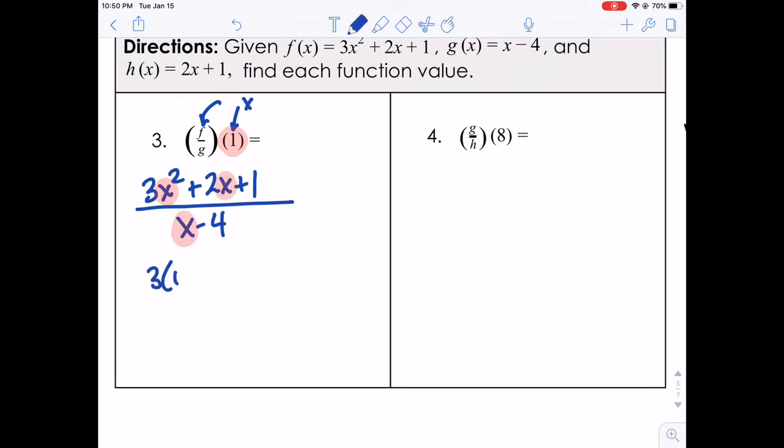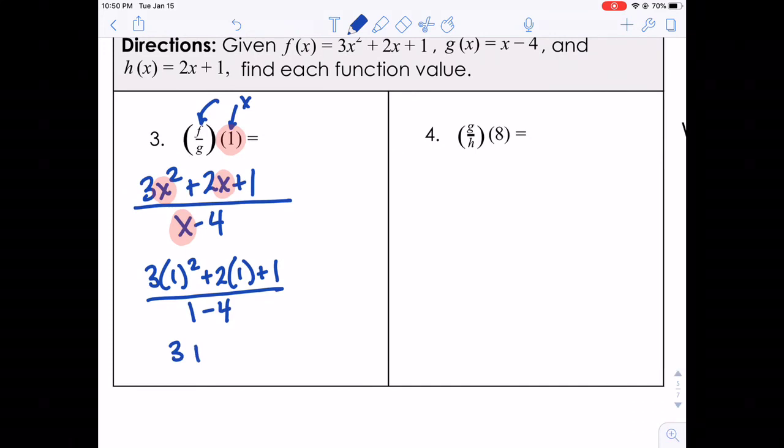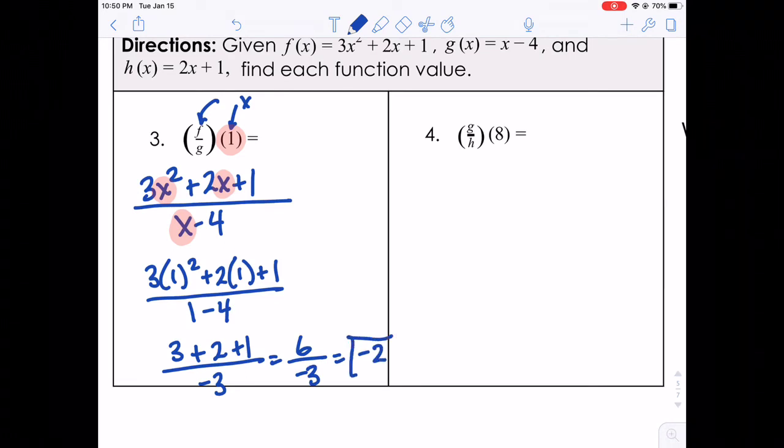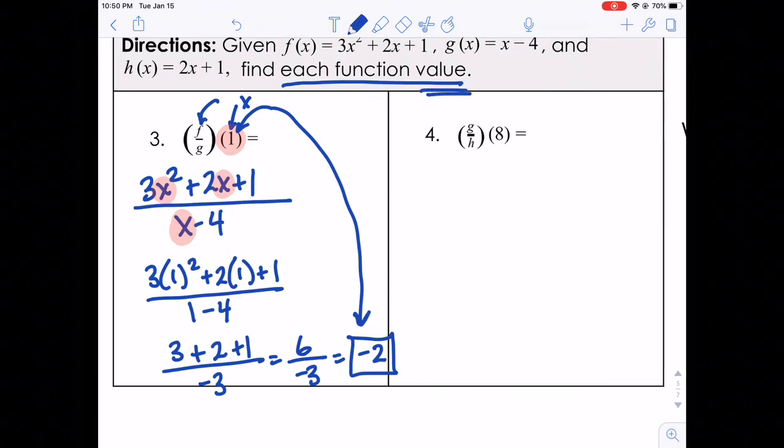So I'd have 3 times 1 squared, plus 2 times 1, plus 1, all over 1 minus 4. So 3 times 1 would be 3, plus 2 times 1 is 2, plus 1, over 1 minus 4 is negative 3. 3 plus 2 plus 1 is 6 over negative 3, which is negative 2. So if I see a number right here, I should also have just one number right here. So if I'm substituting, I should get a value. They give us that in the directions. They tell us to find each function value. This word value means a number.